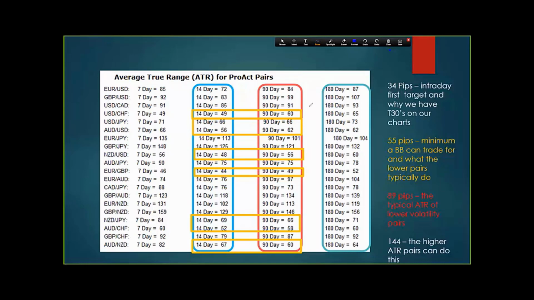All right. So you can see these currencies that I've got in orange here are doing roughly 55 pips a day. All right. So 49 pips. Okay. 66, 56, 48, 44, 69 and 52, 67. You see that? Okay. Now, 89 pips is the next number on the Fibonacci sequence. 21, 34, 55. What's next? 89 pips. So 89 pips gives us these right in here.